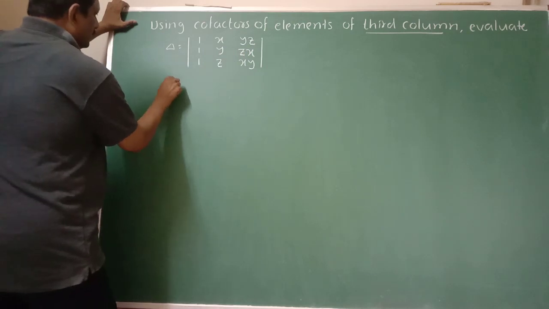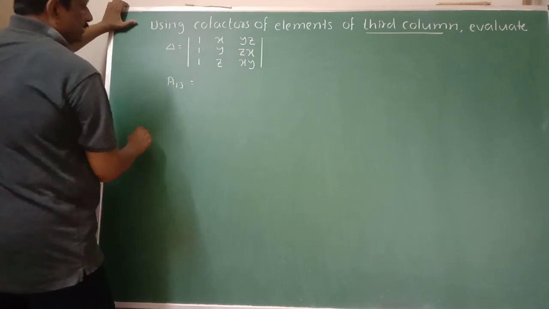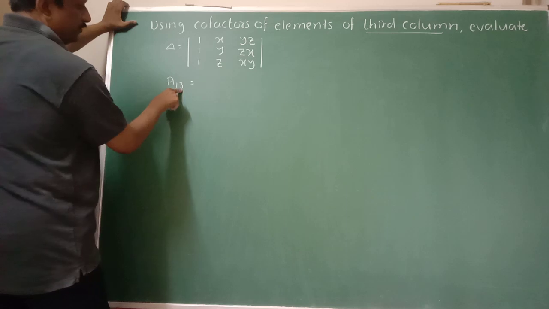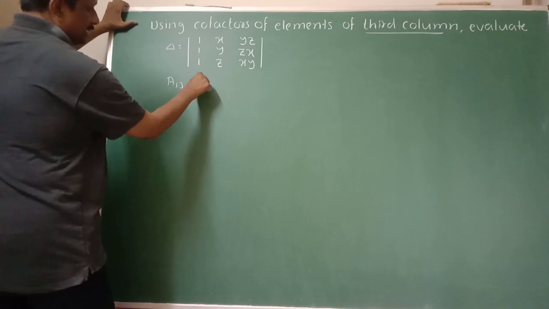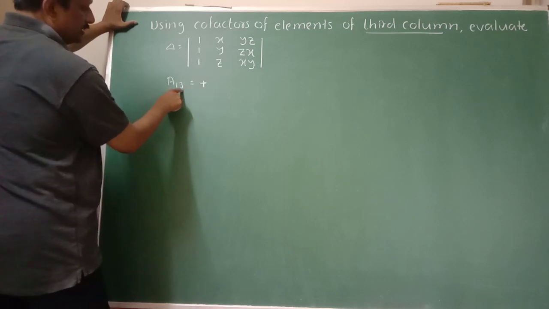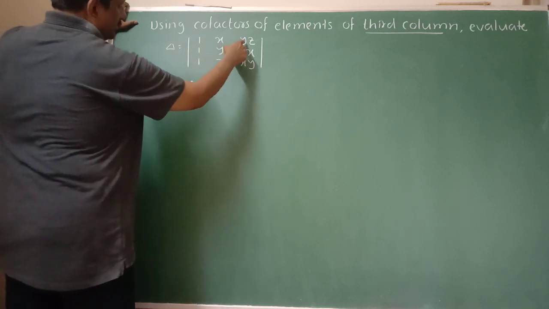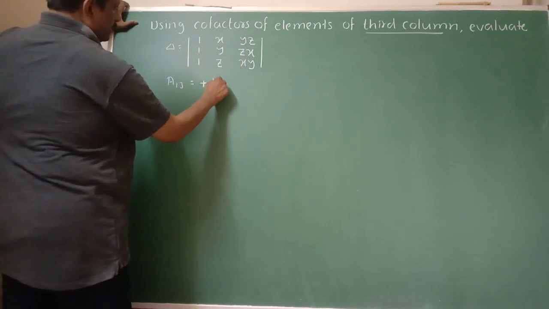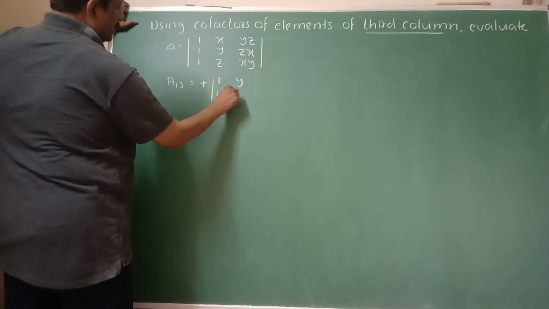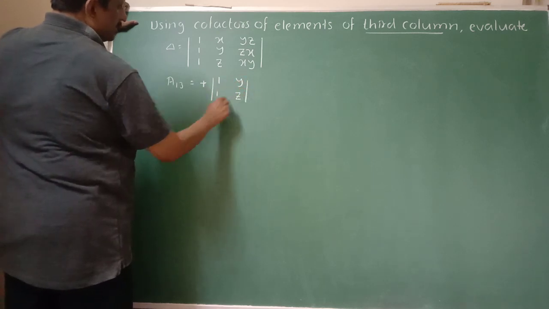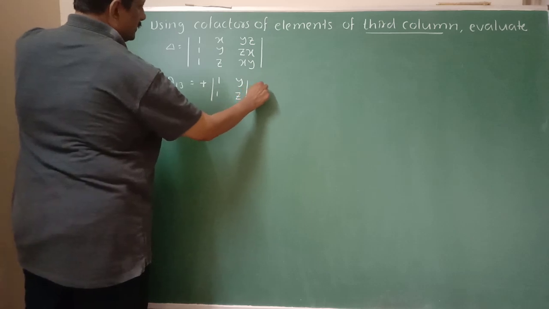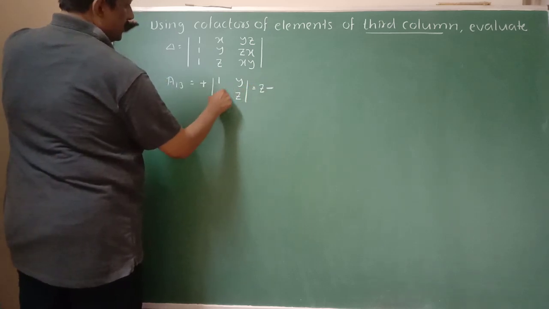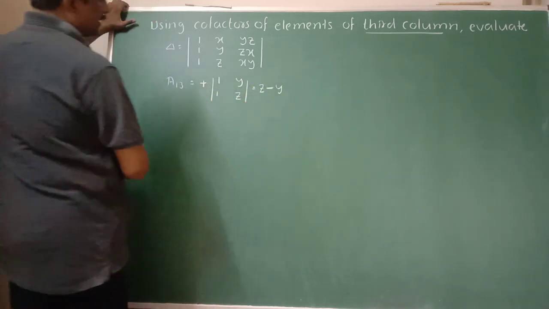This is A13, so 1 plus 3 is 4, an even number, so multiply by plus n. Deleting the first row and third column, we get the determinant 1 y, 1 z. Z into 1 becomes z, minus y into 1 becomes y.